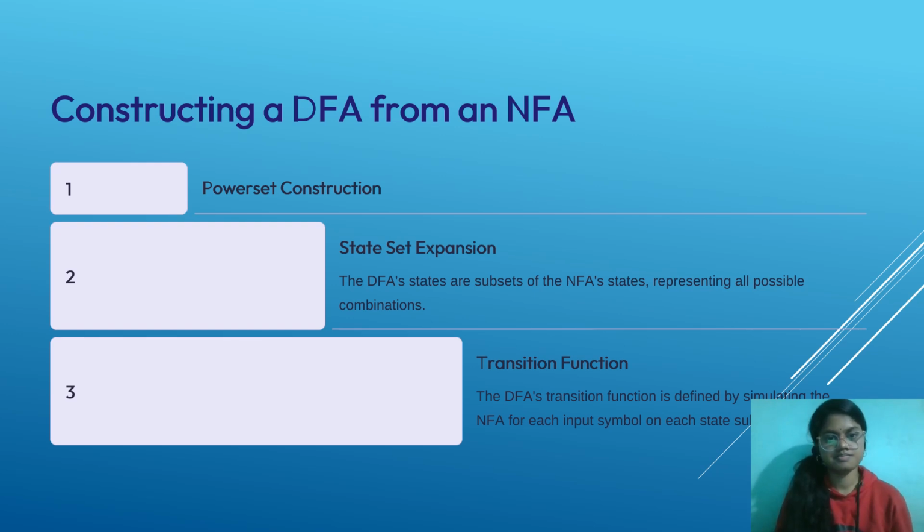Coming to the construction part, the power set construction: state set expansion, then the transition function. State set expansion: DFA states are subsets of NFA states representing all possible combinations, as you can make an NFA by combining different DFAs which have the same starting point and different final states. Then the transition function: the DFA transition function is defined by the simulation of the NFA for each input symbol on each state. So the transition function can also be mapped from DFA to NFA.